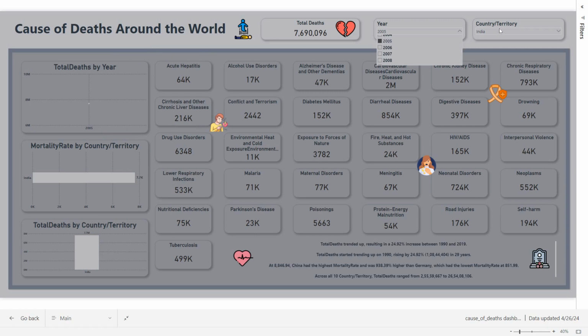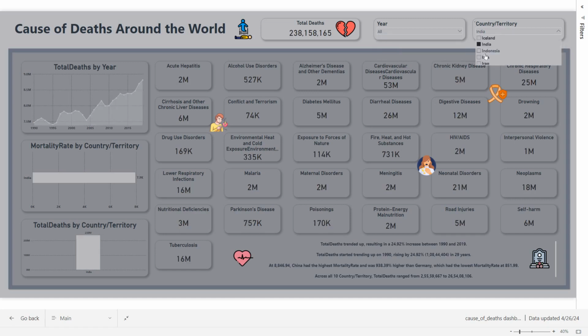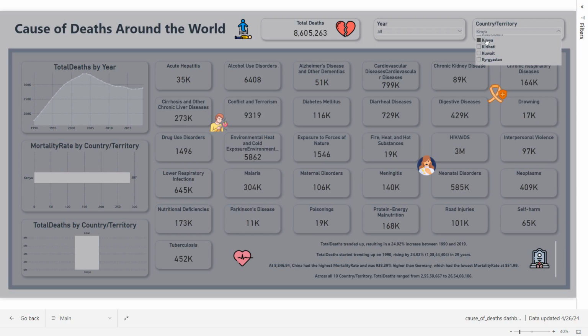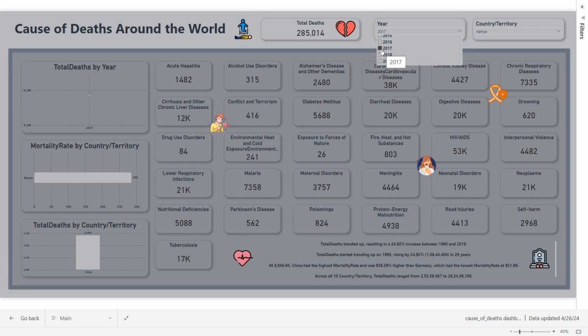Now, let me filter for the country Kenya. You can see the total deaths in 2004 and the mortality rate, and if I specifically need to know in the year 2017, I could see over 17,000 people died because of tuberculosis, and the mortality rate 285.01%.